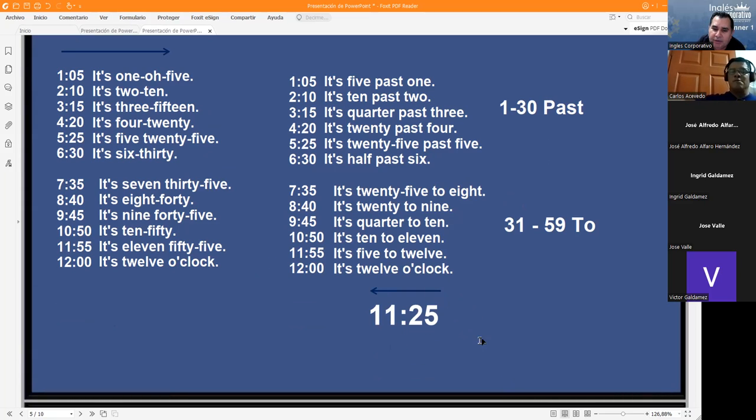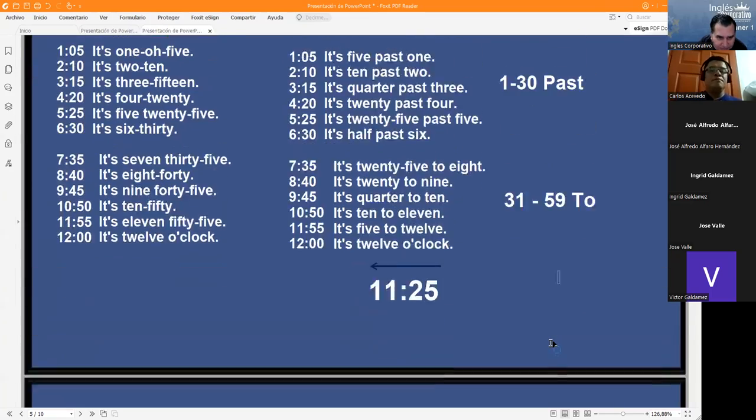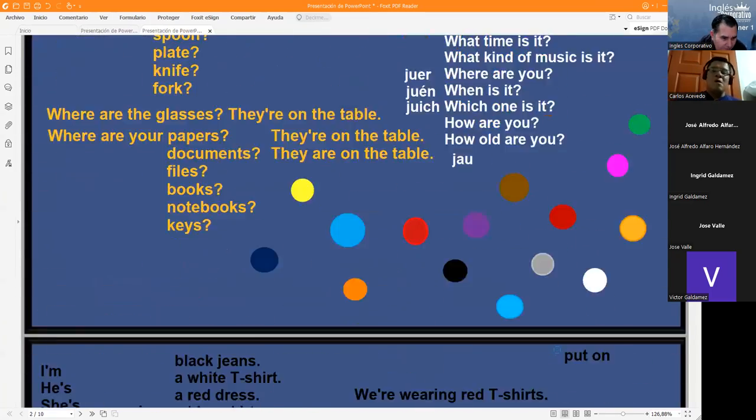Si vamos en este orden, empezamos con los minutos y seguimos con los demás. It's 25 past 11. Si vamos del otro lado, decimos, it's 1:05. It's 2:10. It's 3:15. It's 4:20. It's 5:25. It's 6:30. It's 7:35. It's 8:40. It's 9:45. It's 10:50. It's 11:55 and it's 12 o'clock. Okay. Eso revisando lo que vimos ayer.